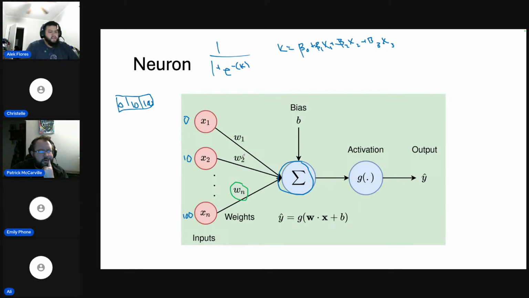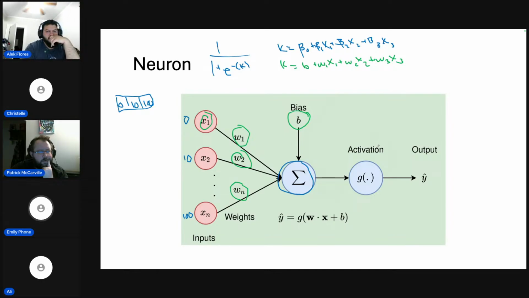So our w's, those are our betas. So k is now equal to b plus w1 x sub 1 plus w2 x sub 2 plus w3 x sub 3, where this b, the bias, is our b. The x's don't change. And then we're adding all that together, which is where this summation function is coming from.